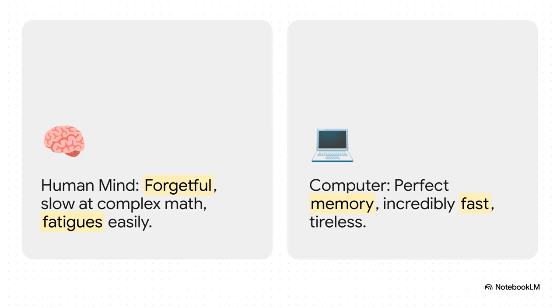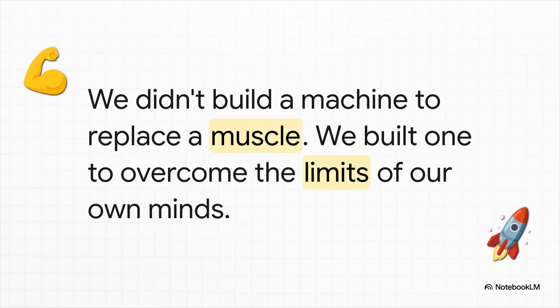We're pretty slow at complicated math. A computer is unbelievably fast. Our brains get tired. A computer is tireless. So you see, we didn't build this machine to be like an artificial muscle, like a crane to lift heavy things. No, we built it to be an artificial extension of our brains. We built a machine specifically to overcome our own built-in cognitive limits.